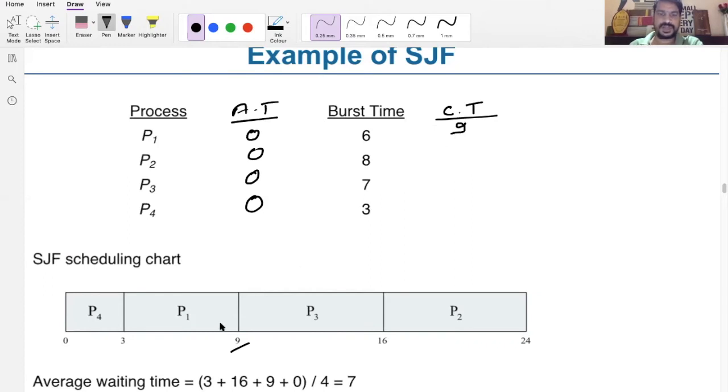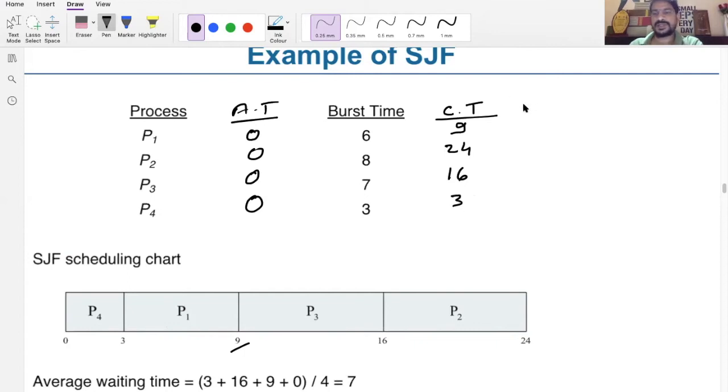What is the completion time of P2? It is 24. What is the completion time of P3? You'll find it is 16. What is the completion time of P4? It is 3, right?